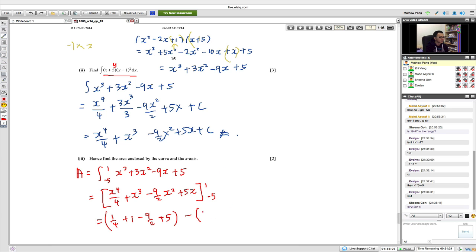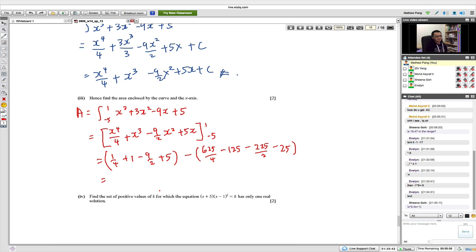Is 625 over 4, minus 125, minus 9 multiple 25, 225, 225 over 2. Sorry, and this one will be minus 25. You just need to solve this one and then you will get your final answer.